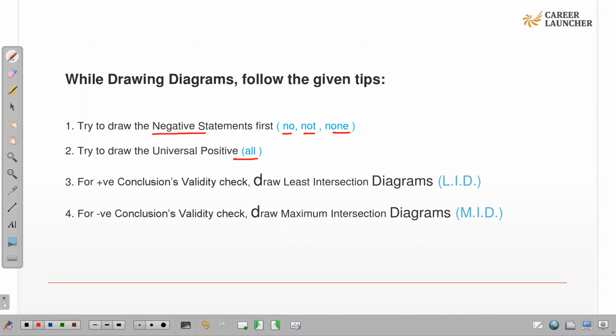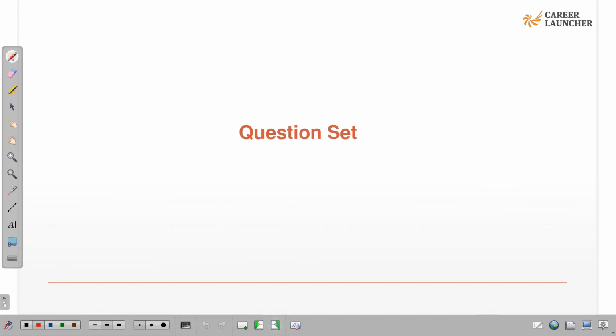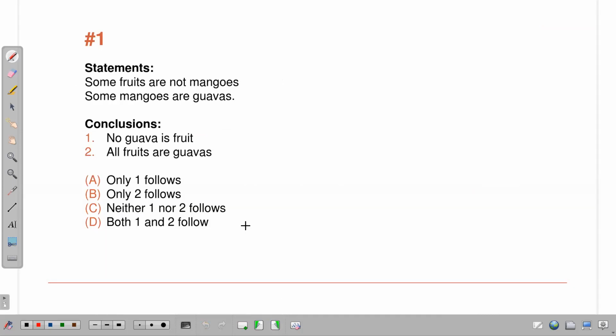And then for positive conclusions validity check, draw the least intersection diagram. And for negative conclusions validity check, draw the maximum intersection diagram. So these are the four tips that I'm going to follow today in making the diagrams. Just remember them and let's solve certain questions and see how we can reach the quick answers.